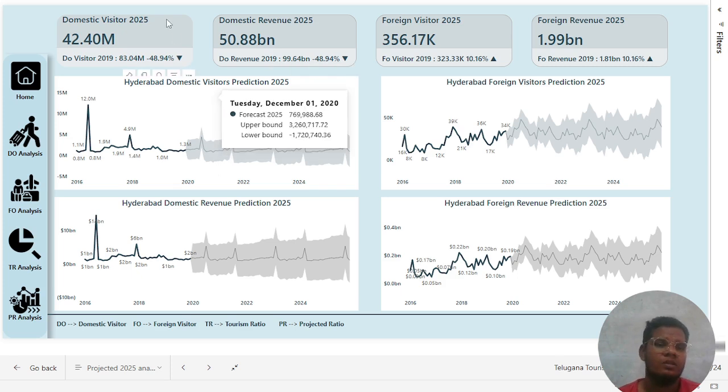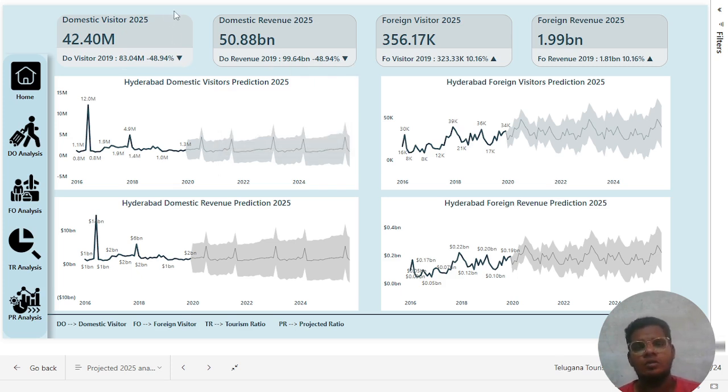Let's start with the domestic visitors in 2025. In 2025, the domestic visitors are 42.40. Let's see the domestic visitors in 2019. In 2019 it's 83.04, and it has actually reduced by 48 percent. Minus 48 percent means around 15 percent of the people we're going to lose in the year 2025.